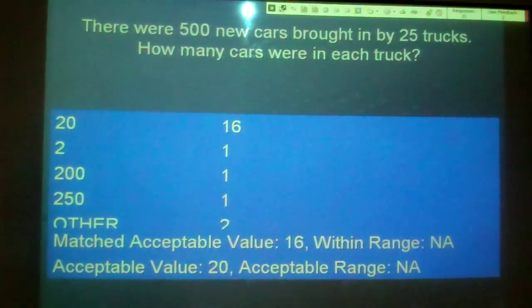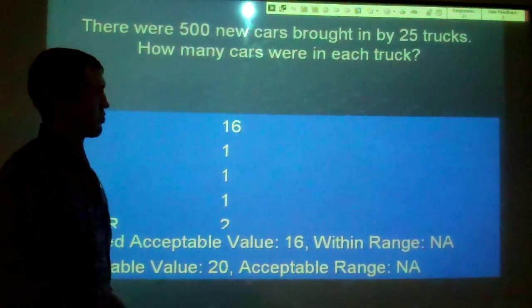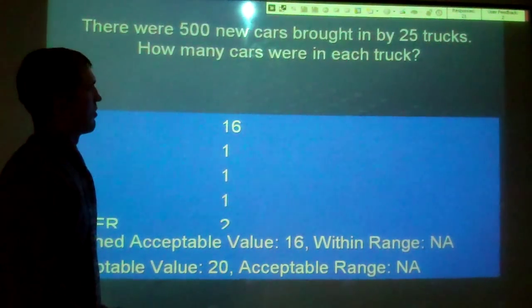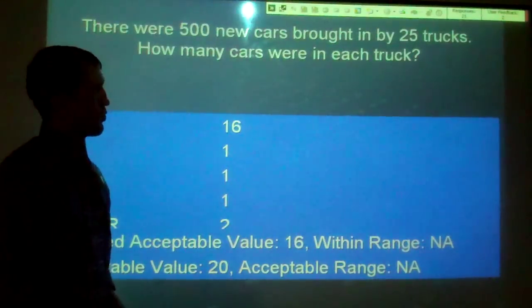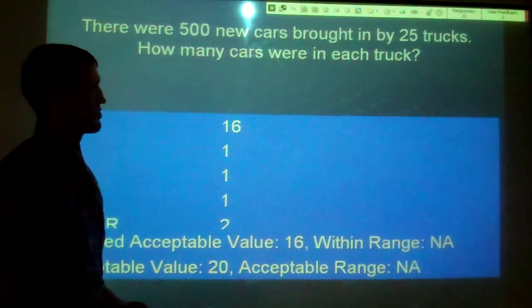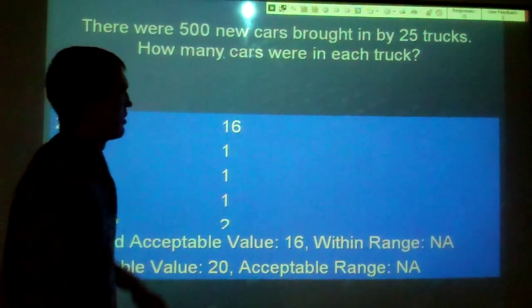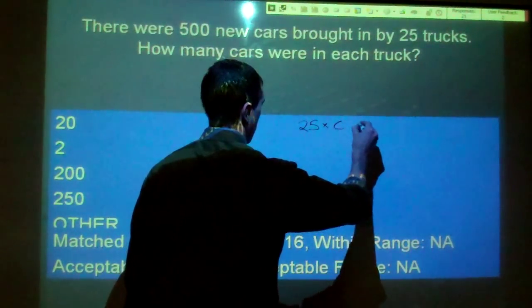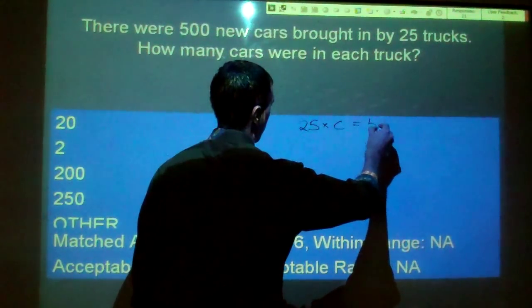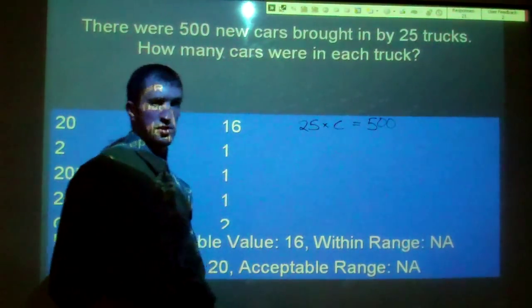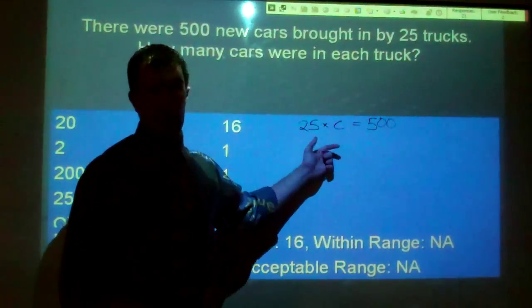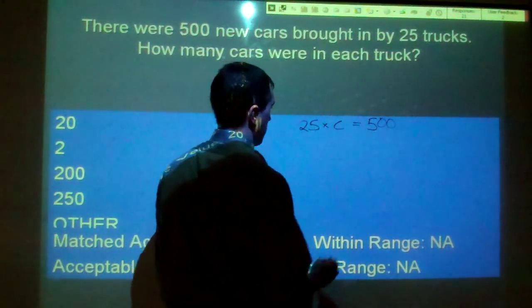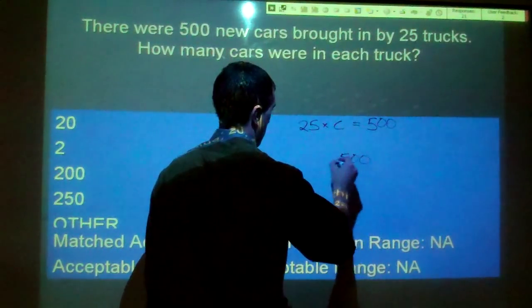Alright. There were 500 new cars brought in by 25 trucks. How many cars were in each truck? Okay. Well, we've got 500 cars, that's a total, and we've got 25 trucks. So 25 times the number of cars should give us how many total cars there are. So 25 times C equals 500. So once again, we're multiplying that variable, so we're going to do the inverse to solve for it, which would be divide. So 500 divided by 25.